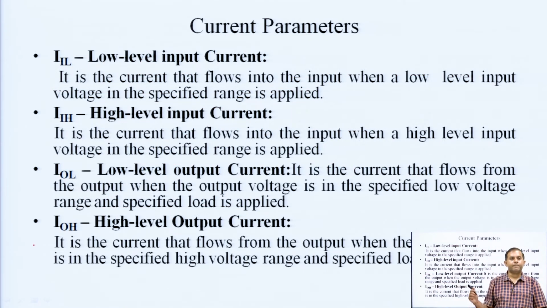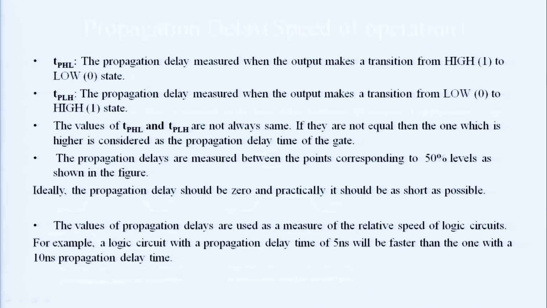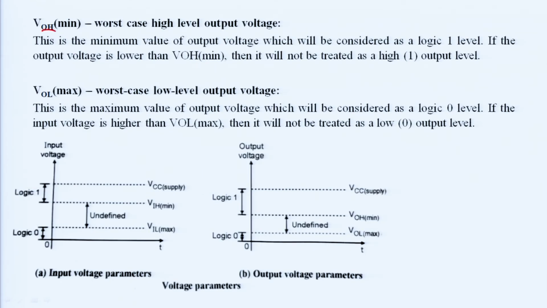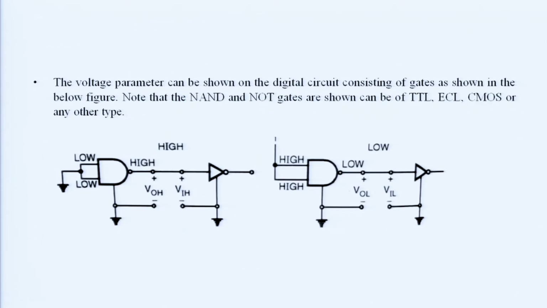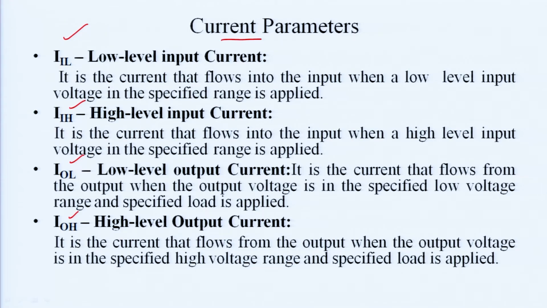So, let us start the next parameter, that is the current parameter. In current parameters, we again have 4 terms: IIL, IIH, IOL and IOH. As for the voltage parameters, we have already discussed them in the previous slide: VIL, VIH, VOH and VOL. So, similarly, along with the voltage parameters, we have the current parameters as well. So, that we are going to discuss. IIL, low level input current, is the current that flows in the input when a low level input voltage is applied in the specified range. Next, IIH, is the high level input current.